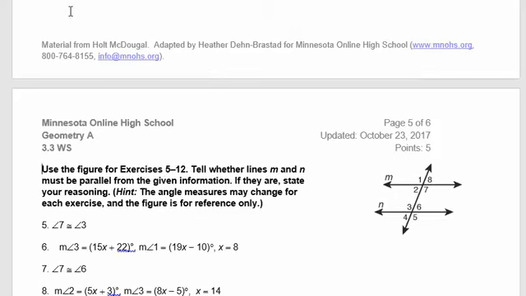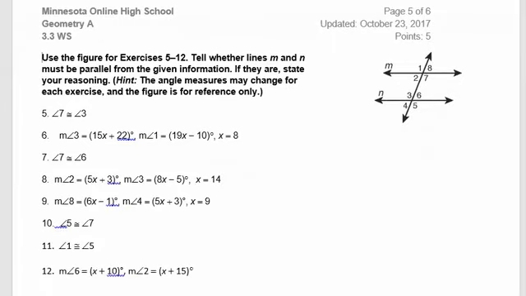On this next section, you're going to do the same thing. You're going to look at what kind of angles you have, and then use one of these converse theorems or postulates to say how you can show that the lines are parallel. And there may be some that you cannot tell whether or not the lines are parallel. There may be some that you don't have enough information to say that.